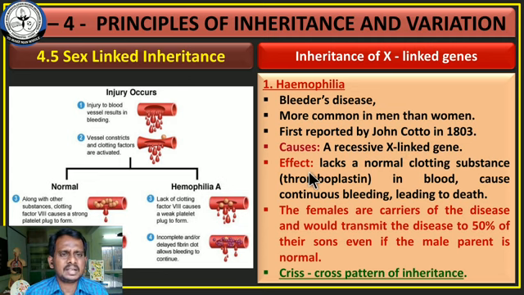What is the effect that is caused by this X-linked inheritance? A lack of the normal blood clotting substance, that is called thromboplastin. This thromboplastin is absent in that individual. This thromboplastin is essential for blood clotting.